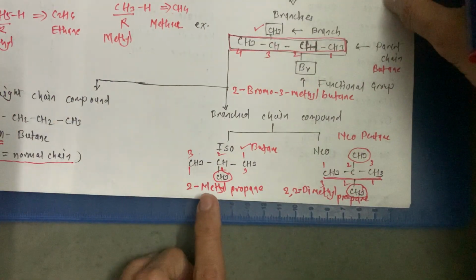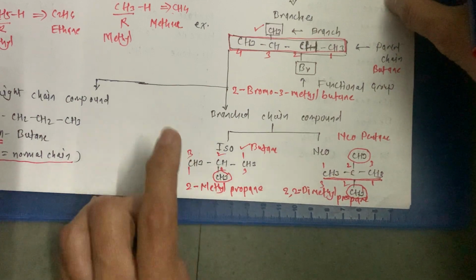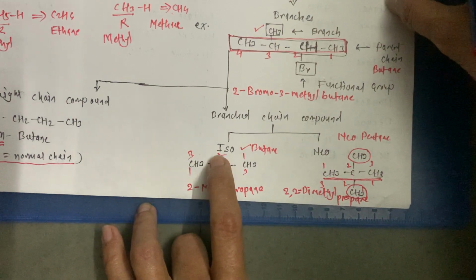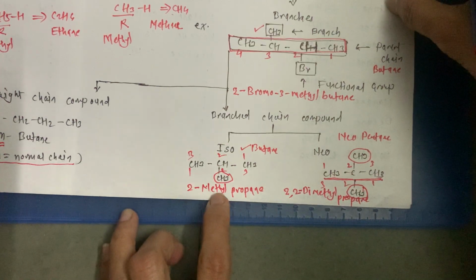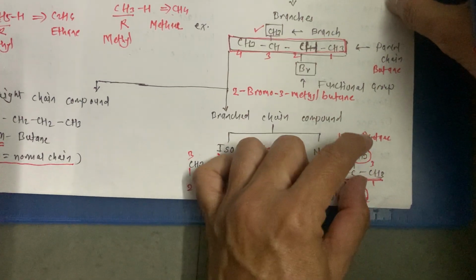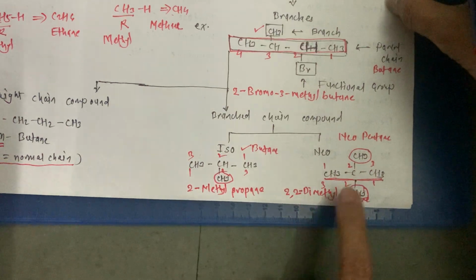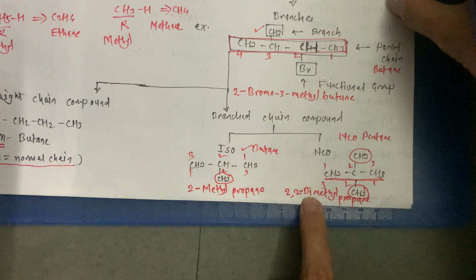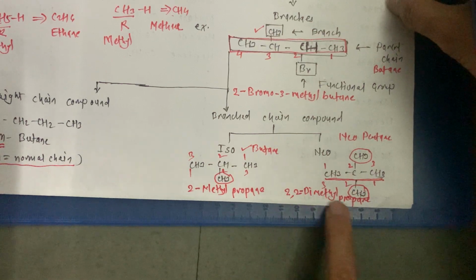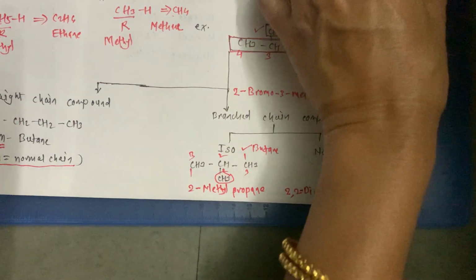And when we are going to write IUPAC, then we have to mention branch at the carbon atom where it is attached. This is second carbon, so this is 2-methyl propane, while here are the two branches, so we are mentioning, and both the groups are the same, that's why we are writing here di, and the number 2,2-dimethyl propane.